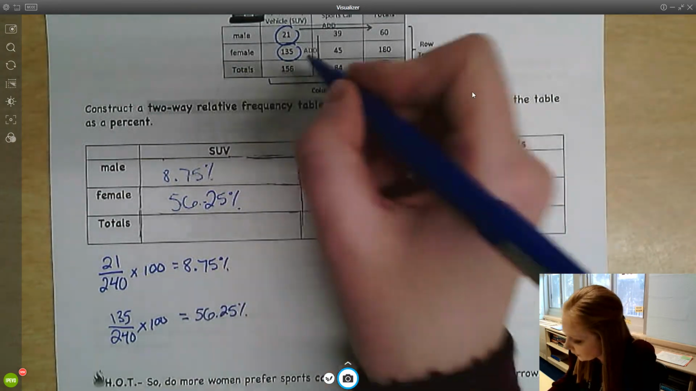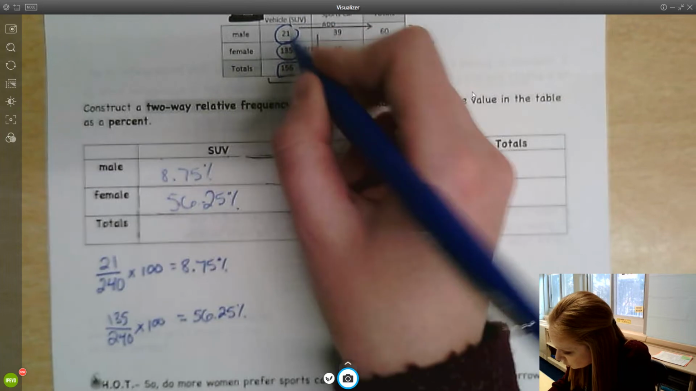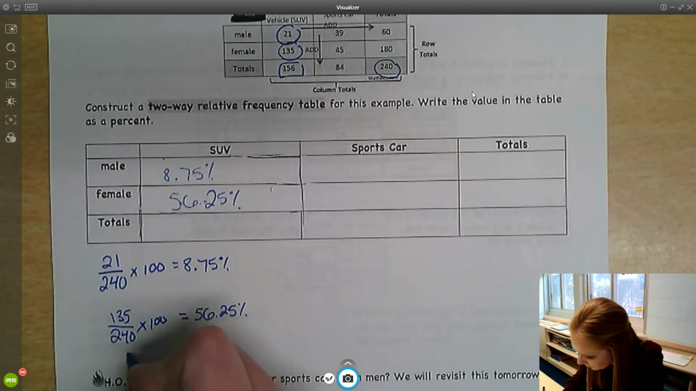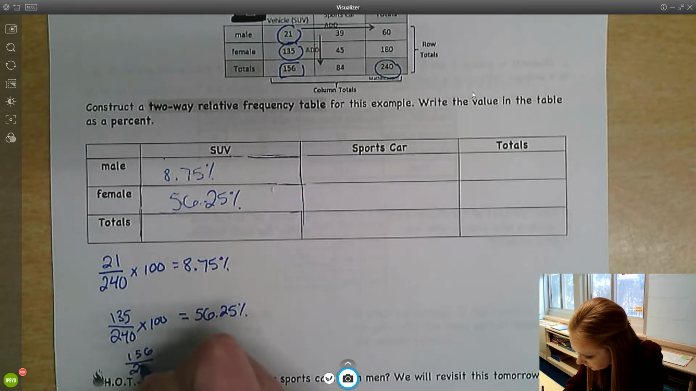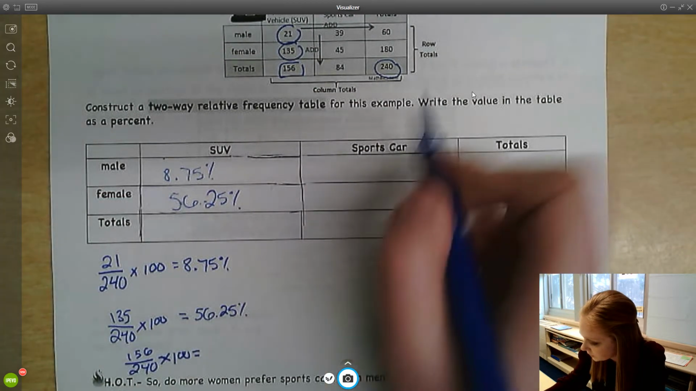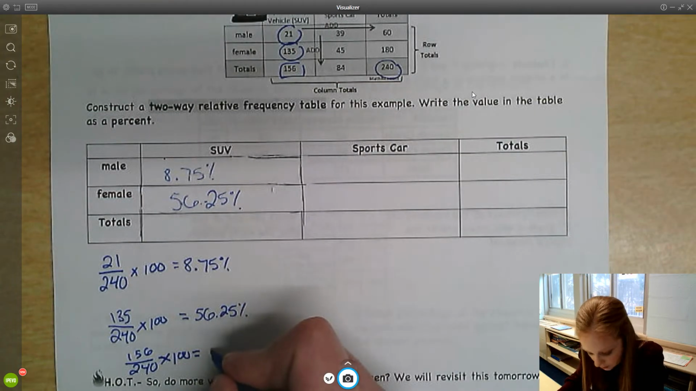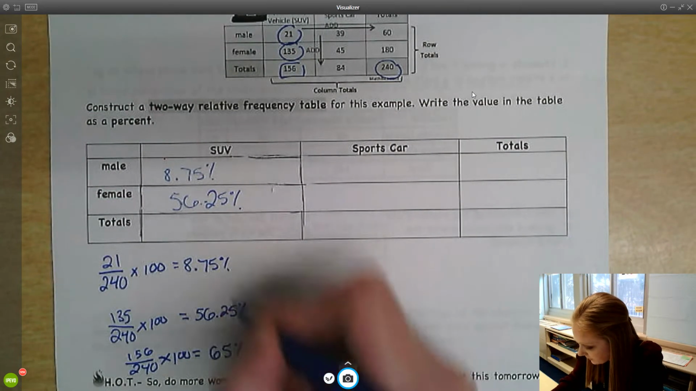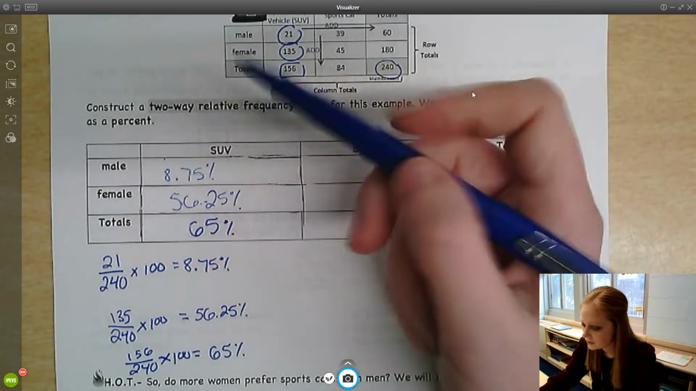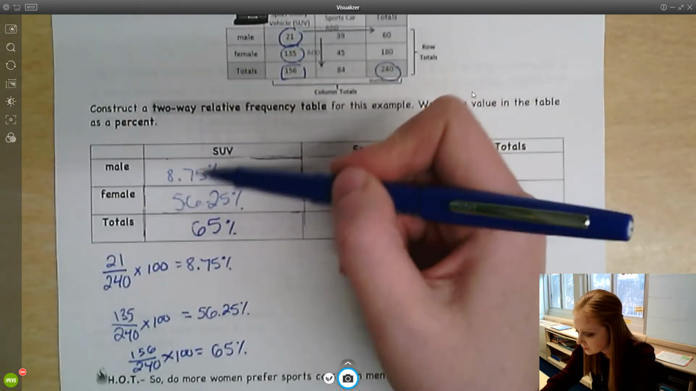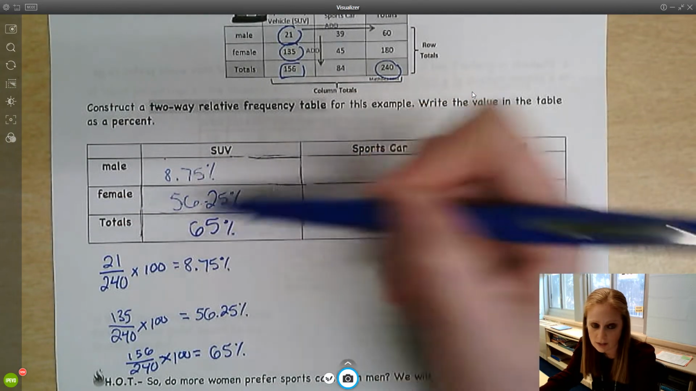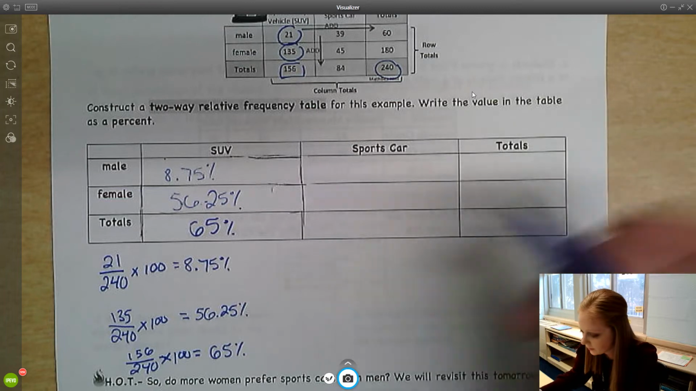And then you're going to figure out how many students chose an SUV in general. Doesn't matter what their gender is. That would be 156. Divide that by our 240, which is the total number of students surveyed, multiply by 100, and you get 65%. Just want to point out another way you could have found that 65% was to add together the male percent who chose SUV and the female percent that chose SUV, and you would have gotten 65 if you added those two together.